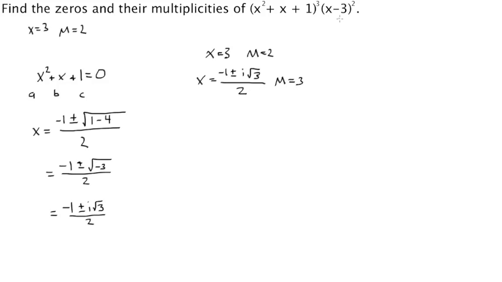So the total degree of this polynomial isn't 5, it's going to be 8. 2 plus 3 plus 3. But this is our final answer. Here are our zeros and their multiplicities.